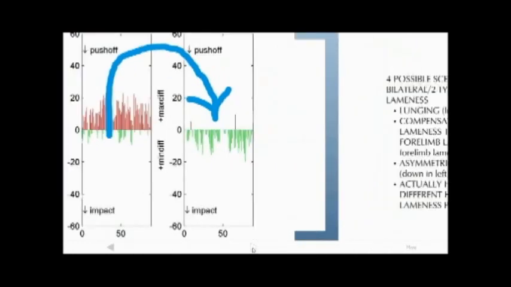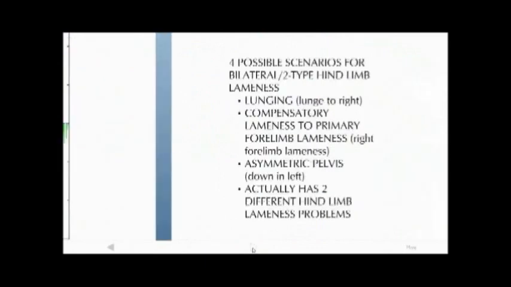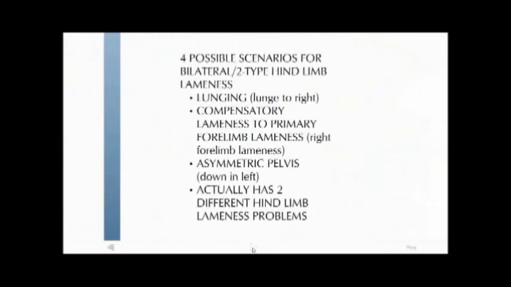Well, there are actually 4 possible scenarios for this type of bilateral, 2 different type hind limb lameness. And I'm listing them in order of the most to least likelihood. Number 1, the horse is lunging to the right. Of course, you would know this because you would have collected the data.